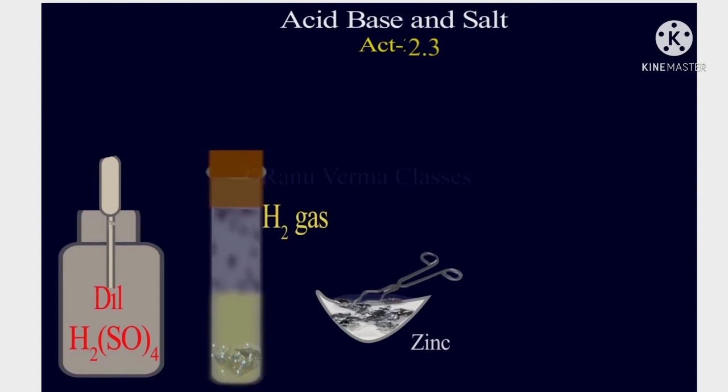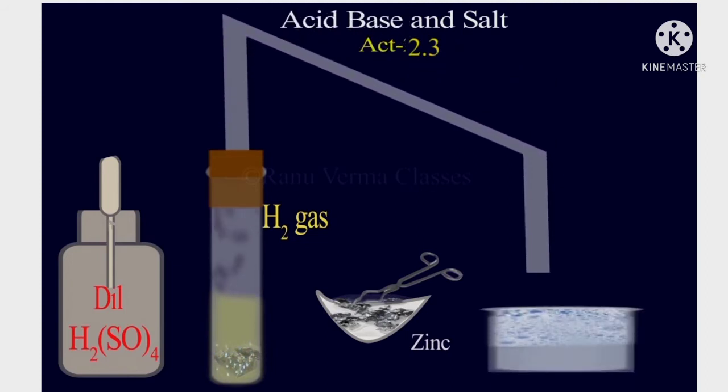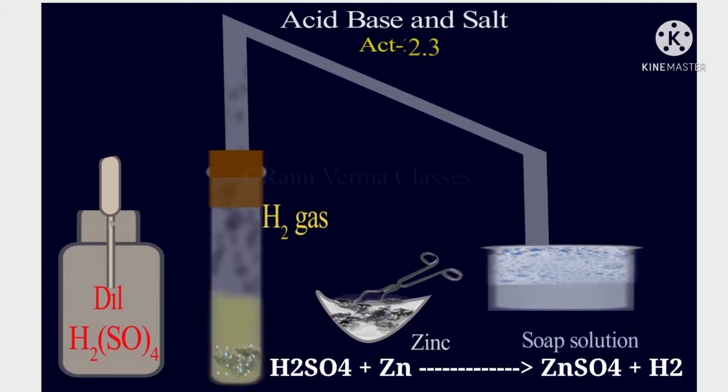Dip one end of the delivery tube into the test tube and the other end into the bowl containing soap solution. Due to the reaction between sulfuric acid and zinc metal, hydrogen gas starts to liberate. This hydrogen gas passes through the delivery tube and enters the soap solution. As it enters the soap solution, it starts to form bubbles.